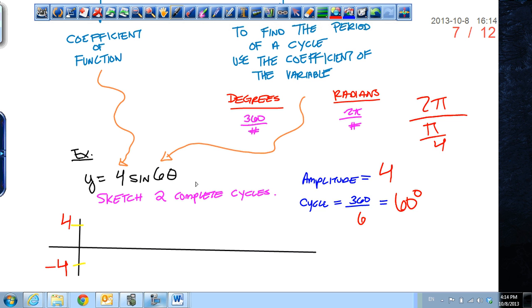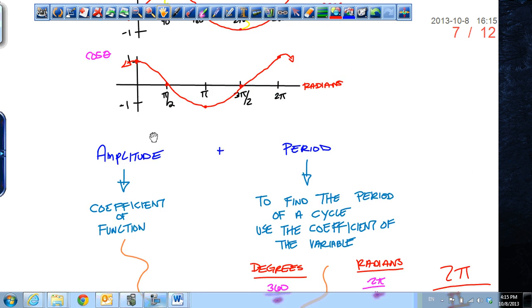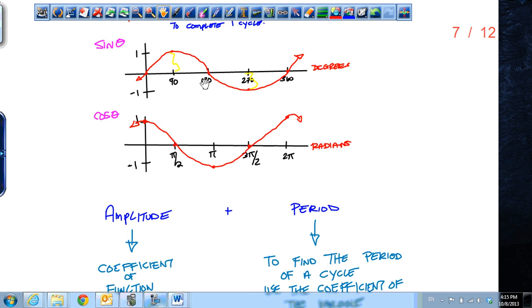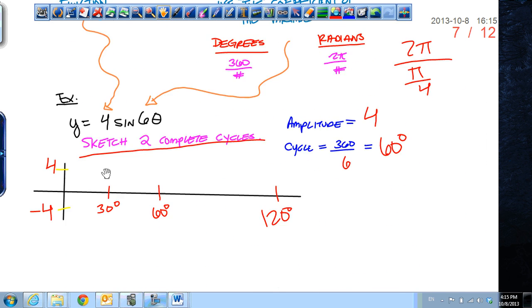Okay, so that's telling me that it's going to take 60 degrees to go through one cycle, which means 2 cycles, because we're doing 2 different cycles, will be 120 degrees. So the period is 60 degrees. Well, that means that halfway is 30 degrees. If we were to look up here, halfway is 180, so that's how I got 30. I just cut that in half. It also means that a quarter of the way is 15, and then 3/4 of the way is 45 degrees.